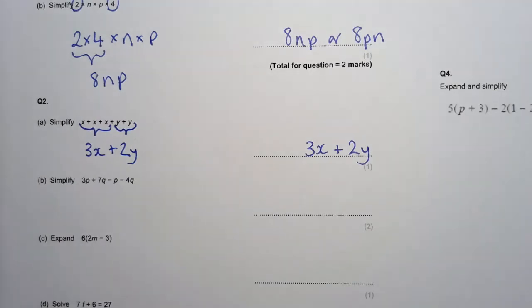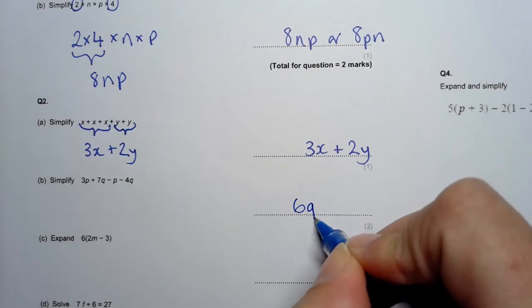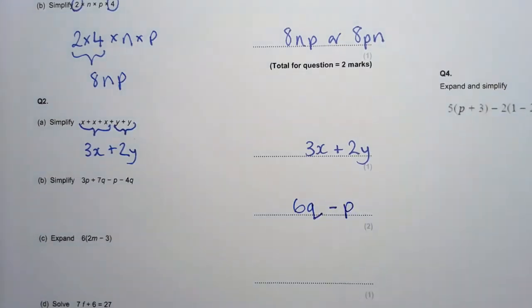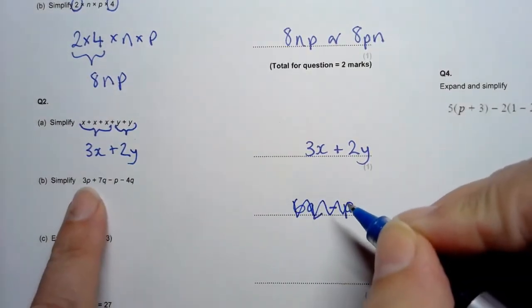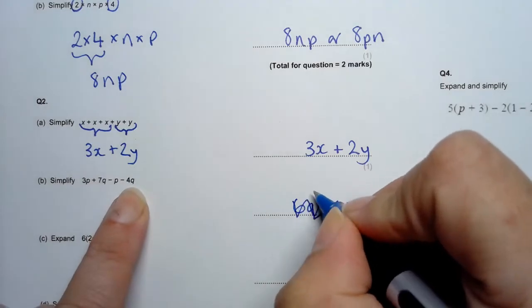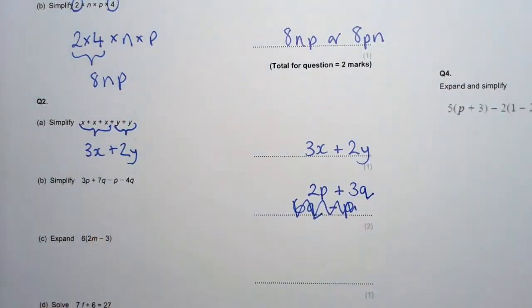And the question below is going to be 6q minus p. Now when you do this one you need to take into account the sign that is in front of each of the terms. I've just realised I've done that wrong. This is a q. Let me work through it. So this isn't that, it is going to be 2p plus 3q. I misread it.